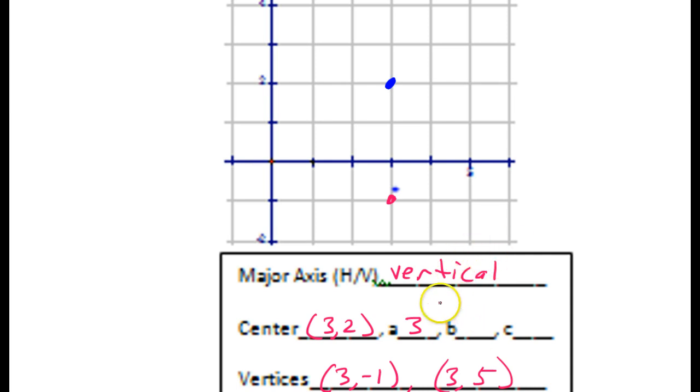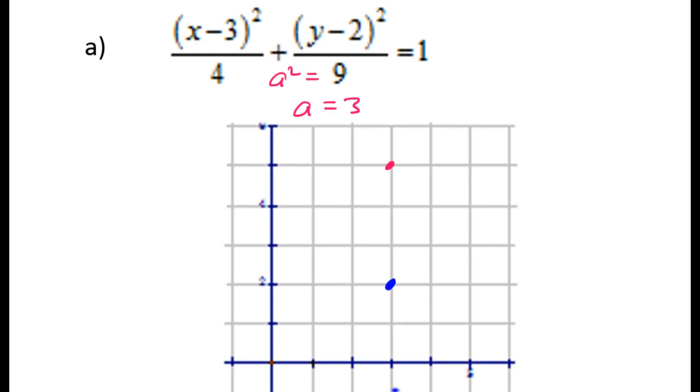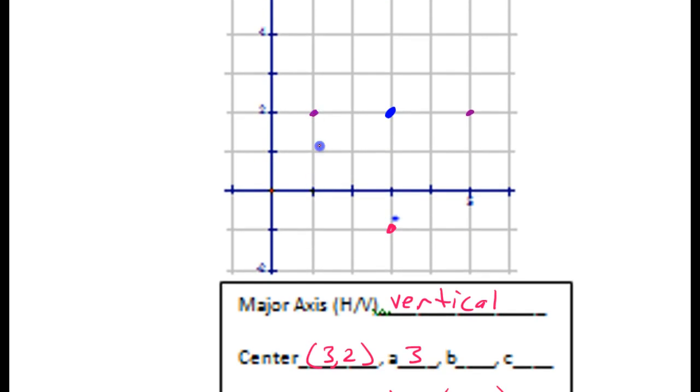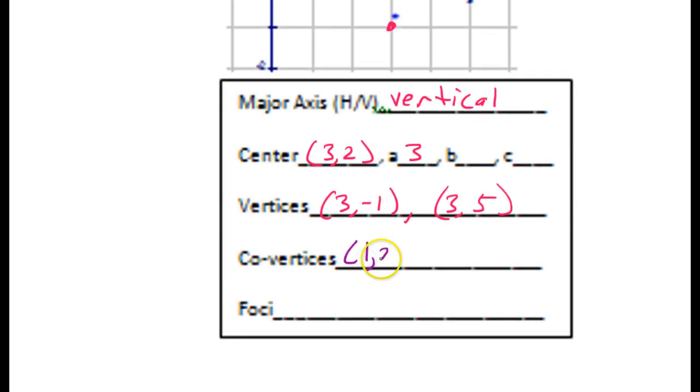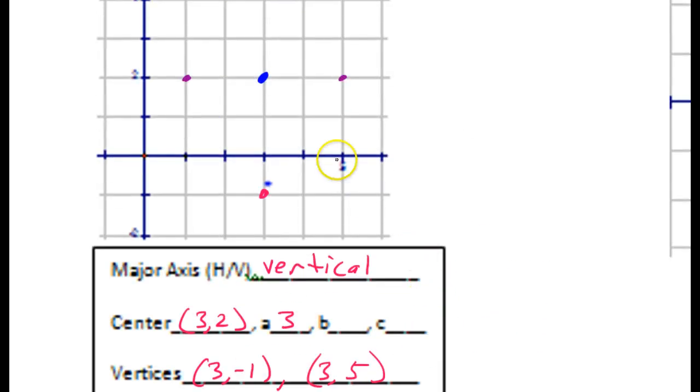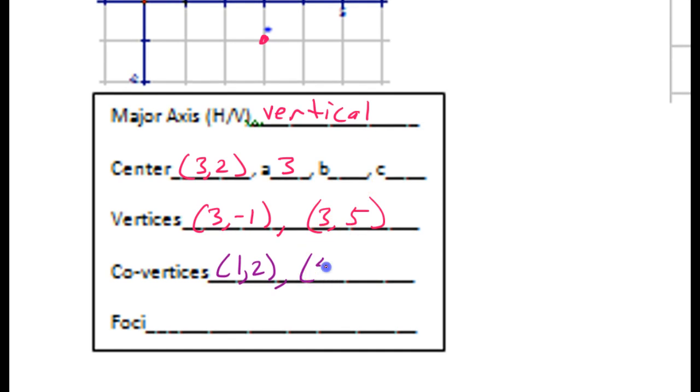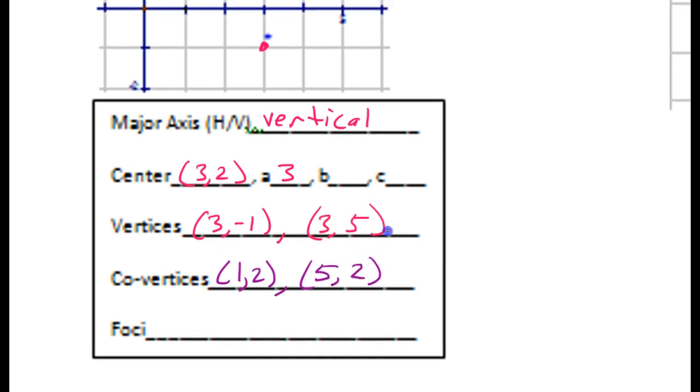All right, let's go ahead and find the b value and the co-vertices. Well, the smaller denominator is going to be b squared. So that means b is equal to 2. Notice that the 4 is the denominator of the x term. So I will do my plus and minus 2 in the x direction. So these will be my co-vertices: 1, 2 and 5, 2. All right, and my b value was 2.